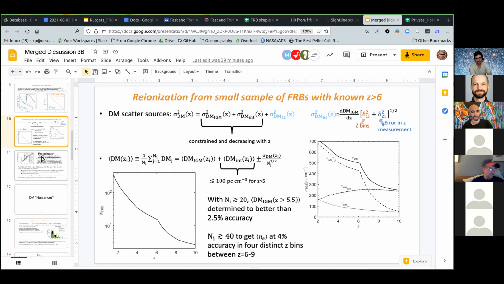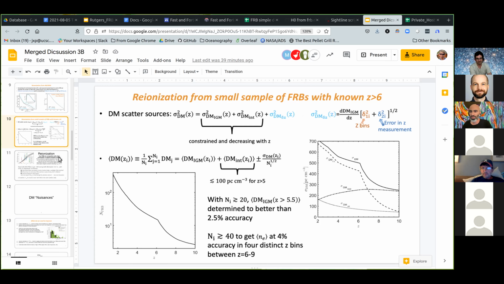The main point I want to emphasize is that there are different ways that we can look at this problem. They all have their advantages and disadvantages. By combining these different techniques together, this may give us a good chance of measuring those things. So I think that's all I wanted to say about reionization.